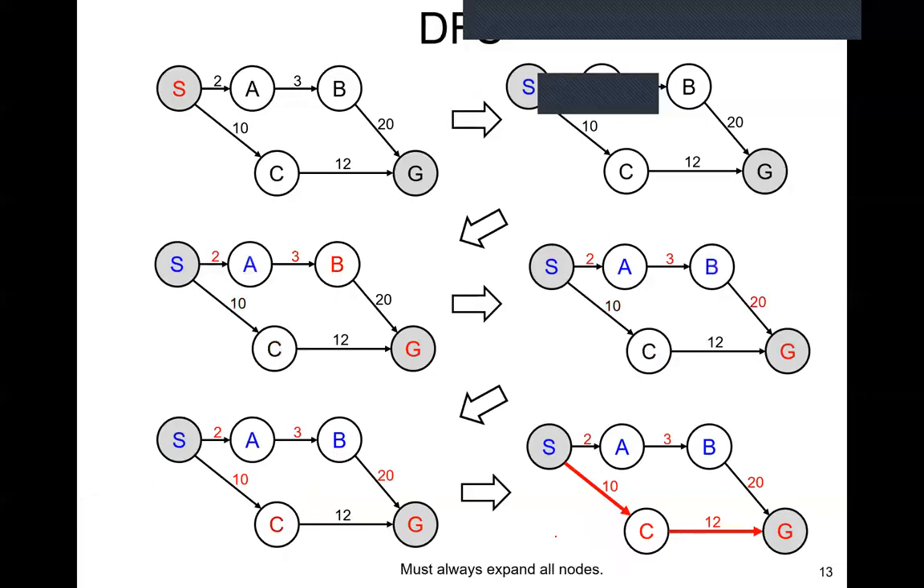So for DFS, you start from S, you traverse A, and then B, and then G, and then you traverse the other branch, backtrack to traverse C and then G. After you traversed all the nodes, expanded all the nodes, you can find the shortest path.